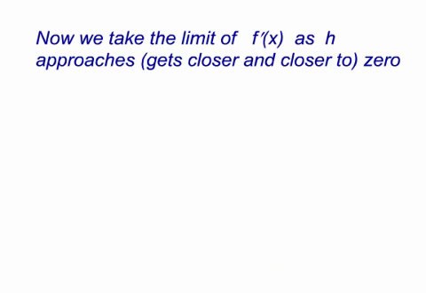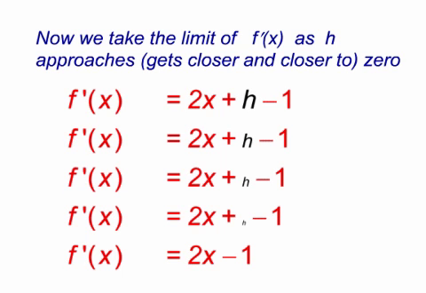Now let's look at the h approaches 0 part of our formula. What that means is that as h approaches 0, the value of h gets smaller and smaller and smaller. So working your way down the slide, notice h gets smaller and smaller until it approaches 0. So we're left with f'(x) is equal to 2x minus 1.